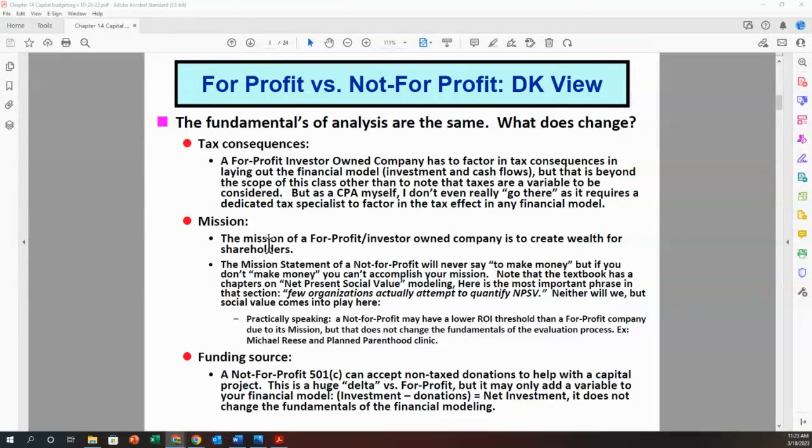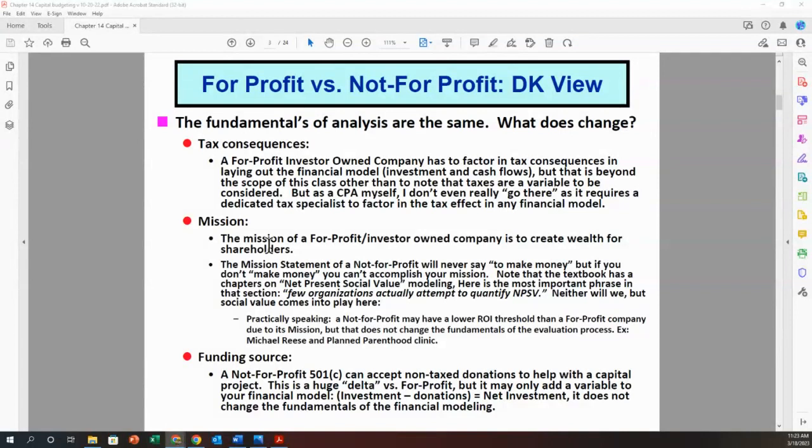The most important thing relative to that chapter is few organizations actually attempt to qualify net present social value. I don't understand why they bring in some of these goofy things. The bottom line is, your not-for-profit probably has a lower return on investment threshold than a for-profit company, right? But none of this changes the fundamentals.